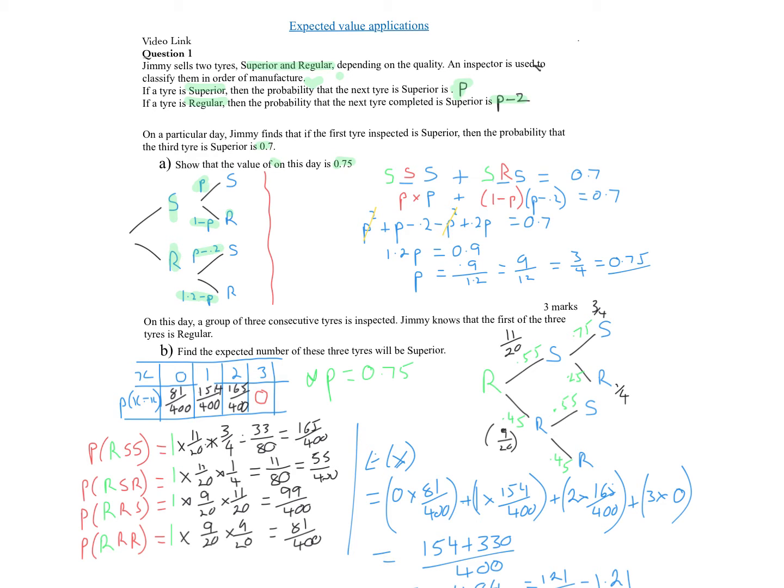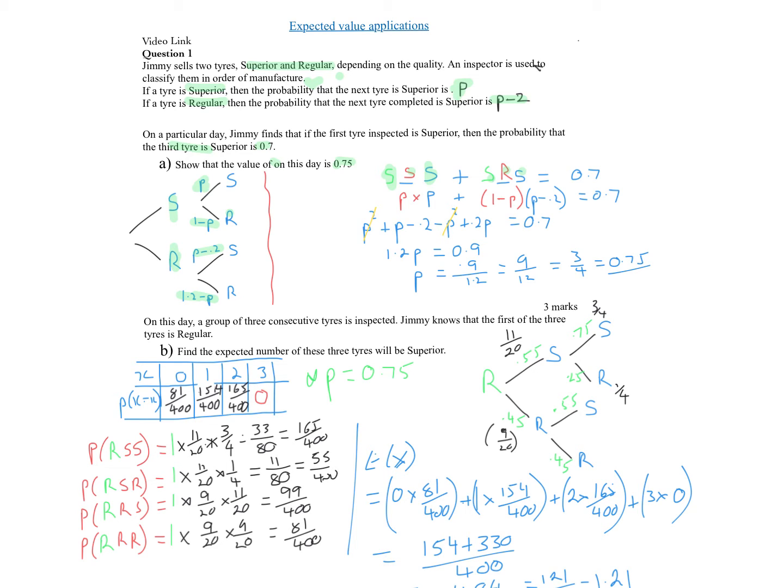So what are we looking for? The third tyre is superior, with probability 0.7. I know the first tyre is superior, and I know the last tyre is superior. The second tyre could be either, so we've got to consider both of those possibilities. So we could have superior, superior, superior, or superior, regular, superior. What are the probabilities? You could argue that the first probability there is a 1.